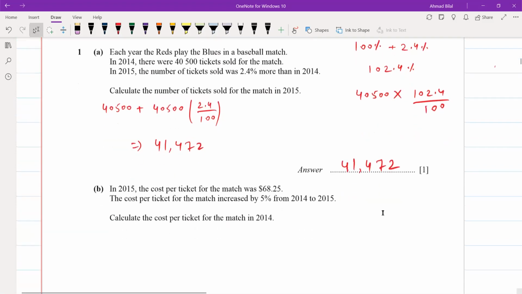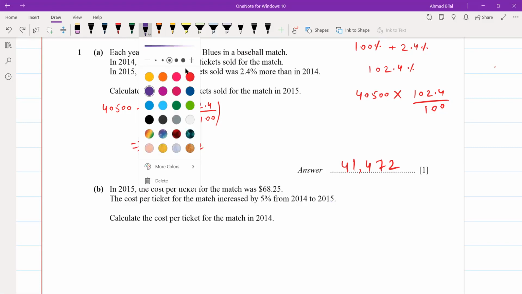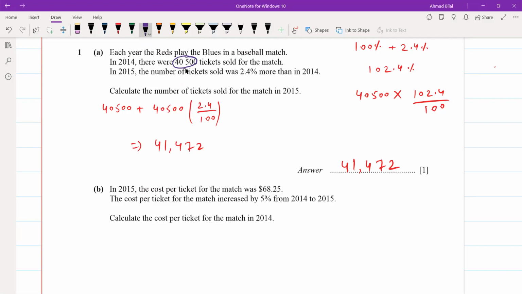Okay, then it says in 2015 the cost per ticket for the match was $68.25. So they have given you the ticket cost for 2015. Now the cost per ticket for the match increased by 5% from 2014 to 15. Now there's a slight difference compared to before. Earlier they gave you the 2014 amount and you had to calculate 2015. Now they're giving you the 2015 amount.